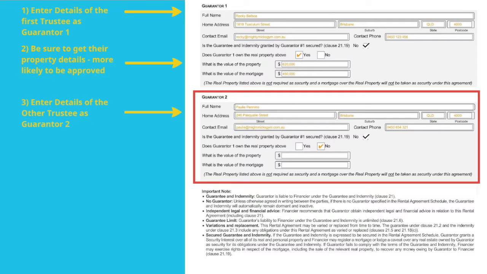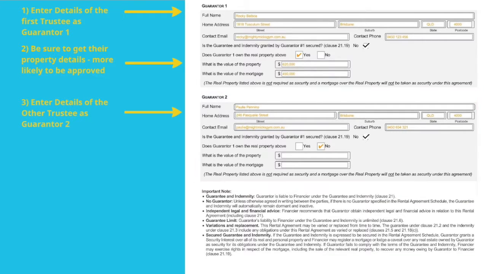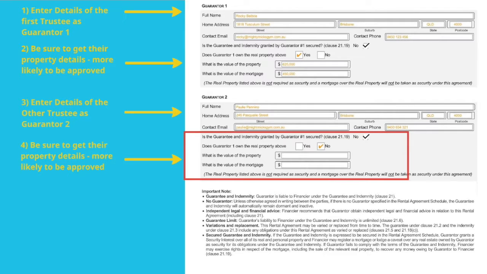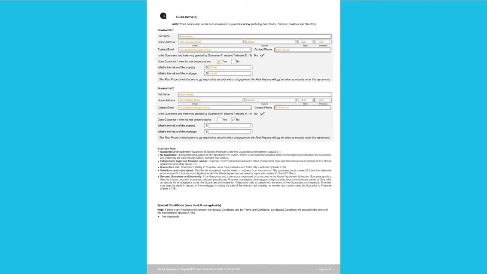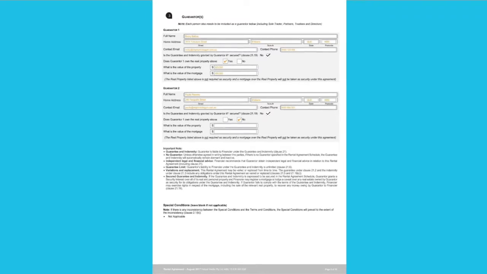Now complete the details for Guarantor 2 with the remaining trustee, the same way as you did for Guarantor 1. If there are more than two trustees, you'll need to include all the other trustees as guarantors also. Simply complete another copy of pages 2 to 5 for the other trustees so that everyone is included. As you can see, very straightforward. Because there are two individuals as trustees of the trust, all need to be included as guarantors.